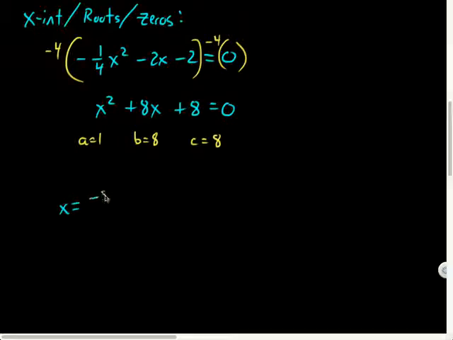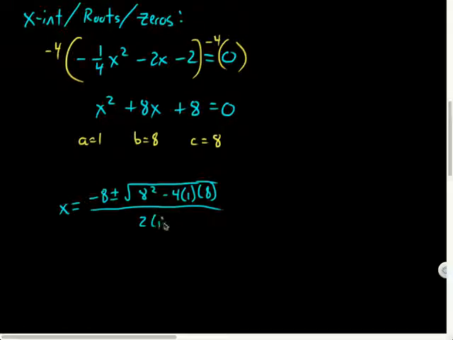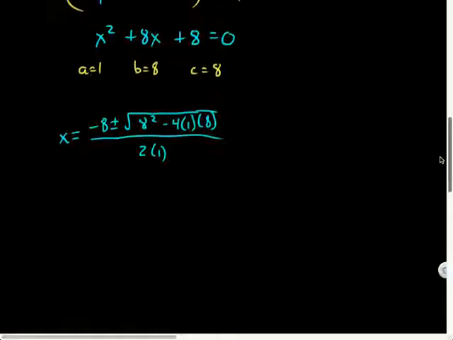So x equals the opposite of b plus or minus the square root of b squared minus 4 times a times c, all over 2a, 2 times 1. Negative 8 plus or minus the square root.